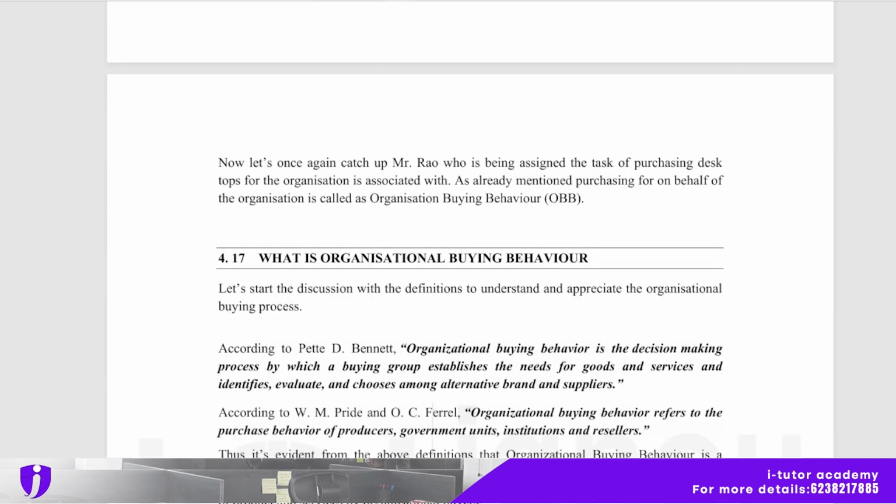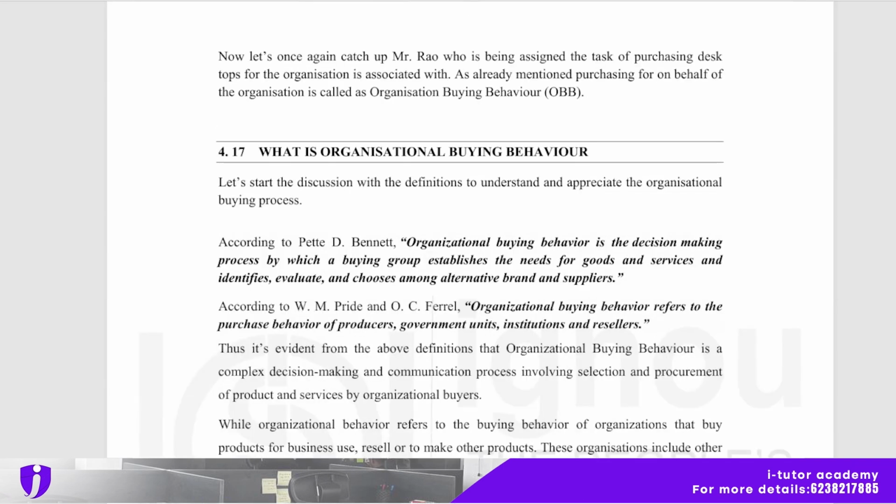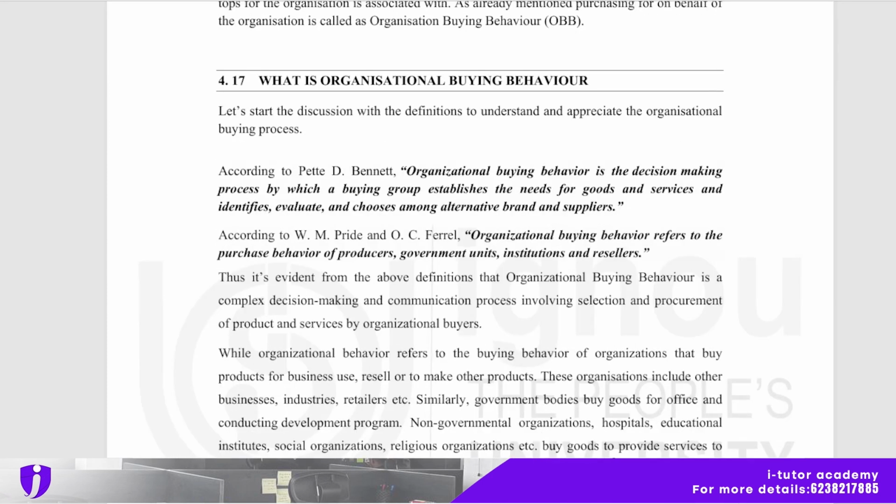And what is organizational buying behavior? Let's start the discussion with the definition to understand and appreciate the organizational buying process. According to Peter D. Bennett, okay, you can pronounce your own way. Organizational buying behavior is the decision-making process by which a buying group establishes the need for goods and services and identifies, evaluates, and chooses among alternative brands and suppliers.